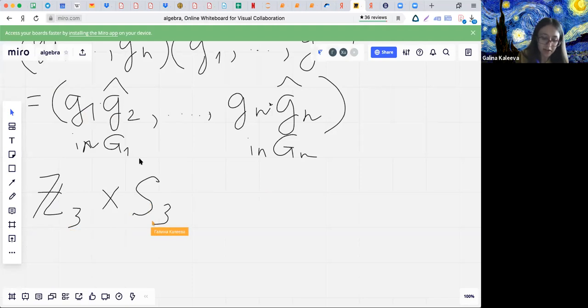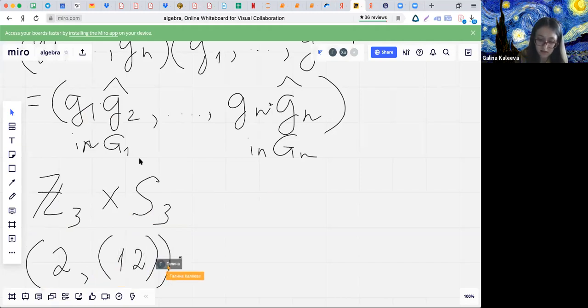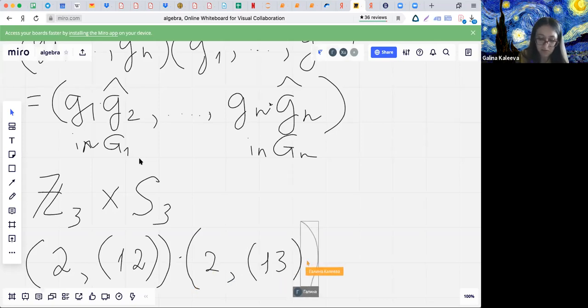And let's multiply two elements. For example, (2, (1, 2)) and (2, (1, 3)). How should we multiply them? How should we apply the operation to them? On the first place, I have elements from our group Z3 with addition. So I add 2 and 2 modulo 3.